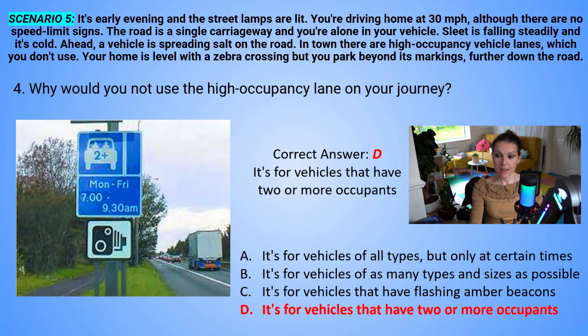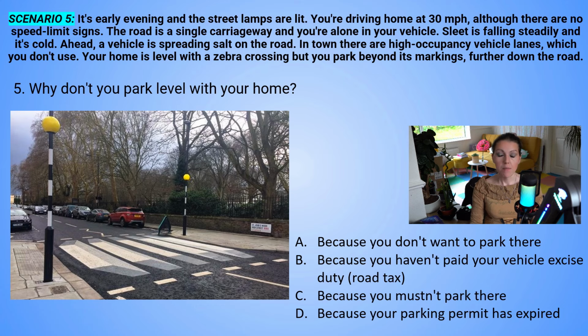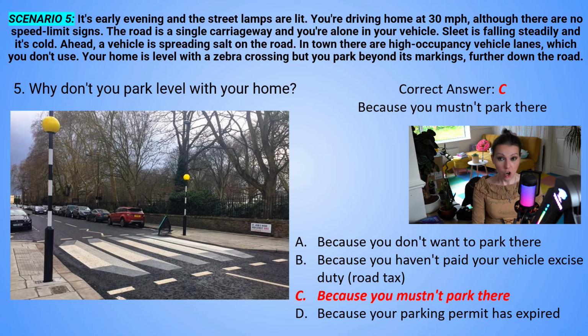Question number 5 and our last question for the day. Why don't you park level with your home? So remember that you are towards the end of the journey. You just got home, but your home is level with a zebra crossing. However, you park behind the markings further down the road. So why don't you park level with your home? A. Because you don't want to park there. B. Because you haven't paid your vehicle excise duty or the road tax. C. Because you mustn't park there. Or D. Because your parking permit expired. And the correct answer is C. Because you must not park there.